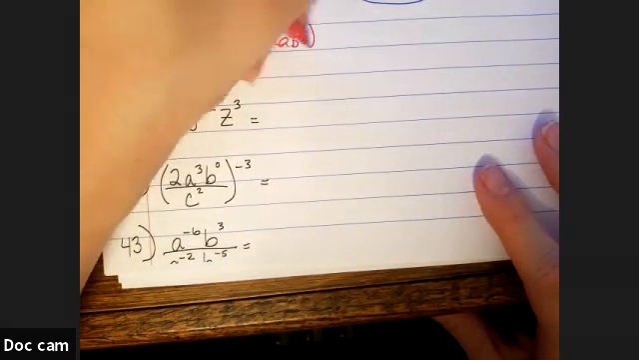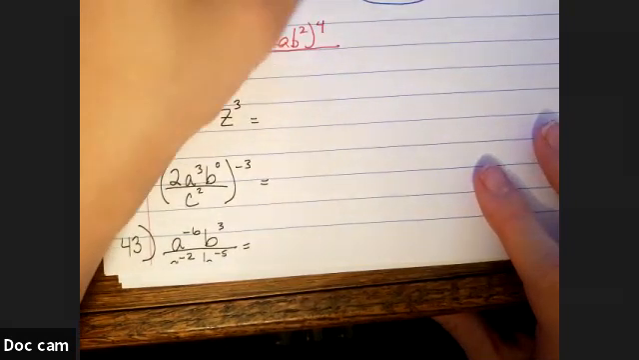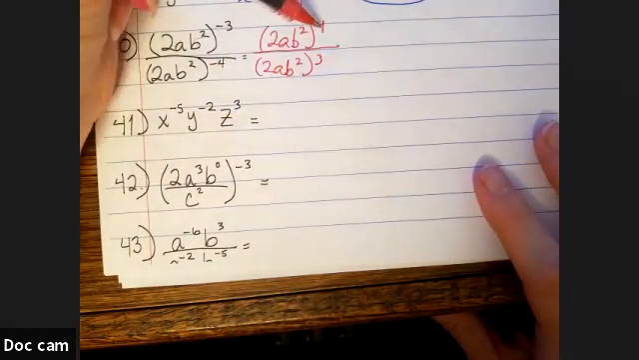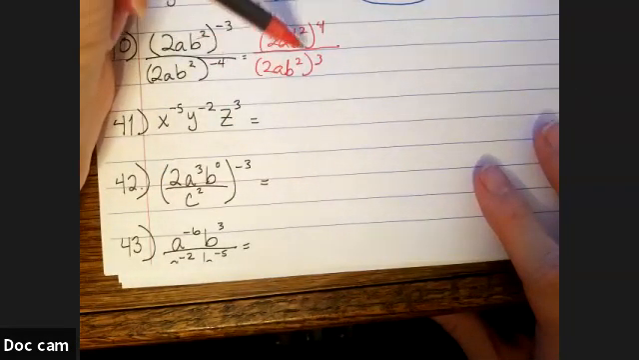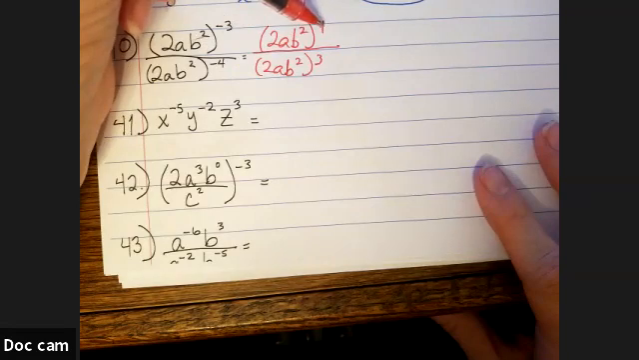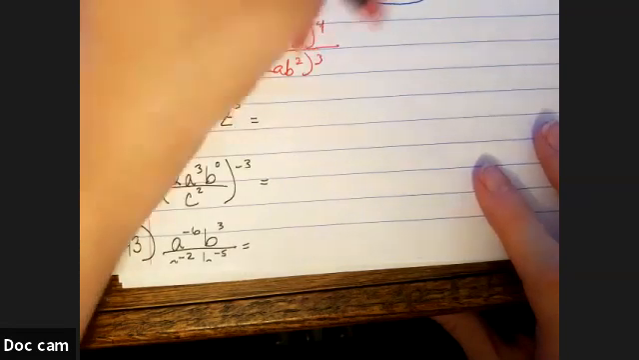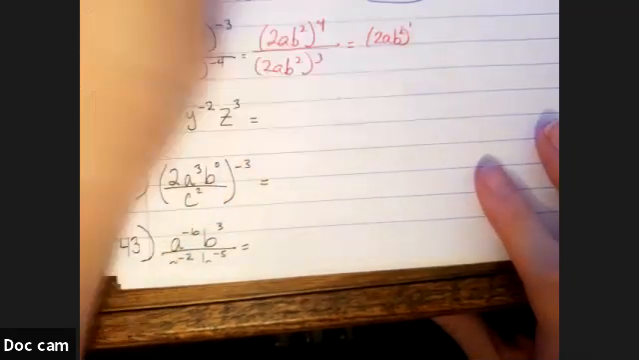So it'll be parentheses 2ab squared to the fourth over parentheses 2ab squared to the third. Then, like I said, just treat this as like bases. So just go ahead and subtract 4 minus 3 is going to be 1. So it's just going to be parentheses 2ab squared to the power of 1. Or in other words, it's just 2ab squared.